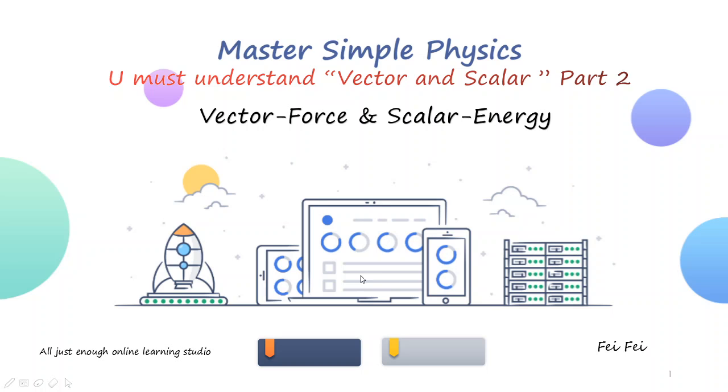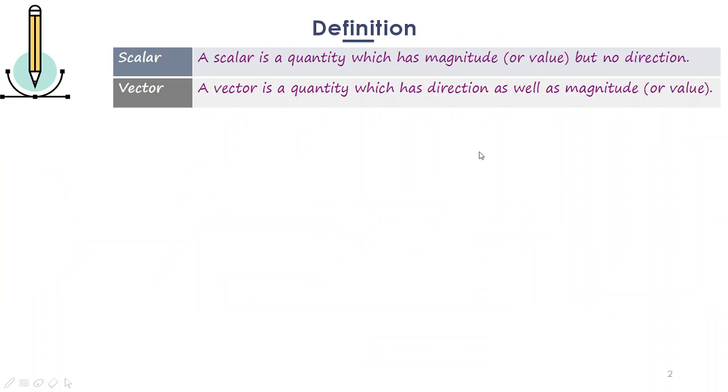To learn physics, you must understand vectors and scalars. In part 2, it's Vector-Force and Scalar-Energy. I hope you do remember the scalar and vector definitions. Scalar is the emphasis on magnitudes, without considering the directions, whereas for vectors, there is a magnitude with direction.